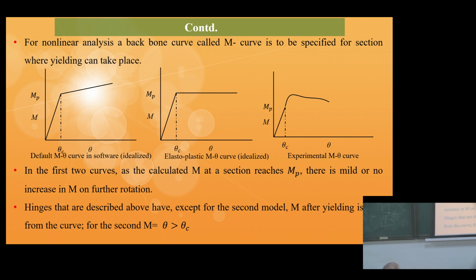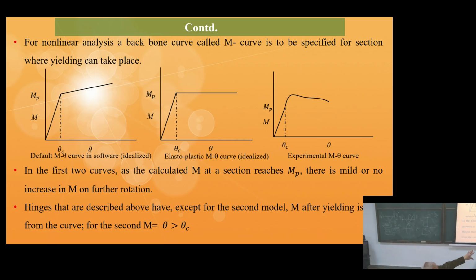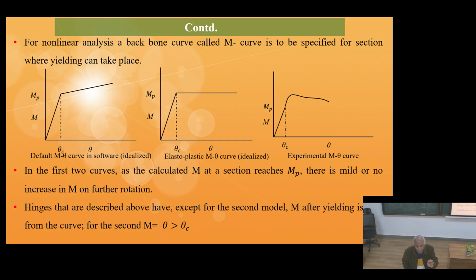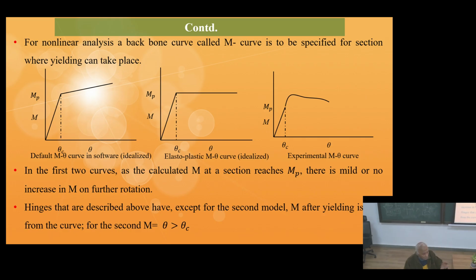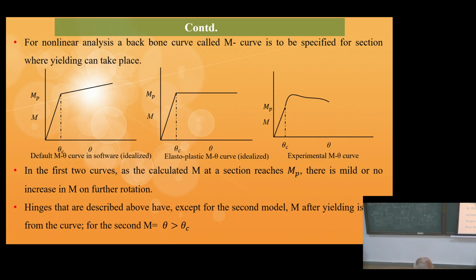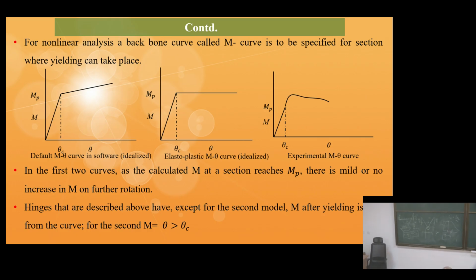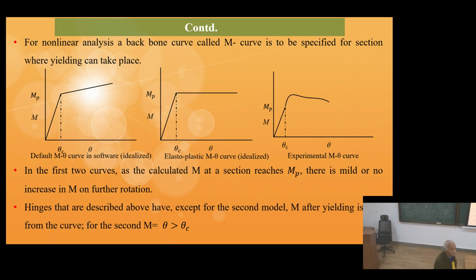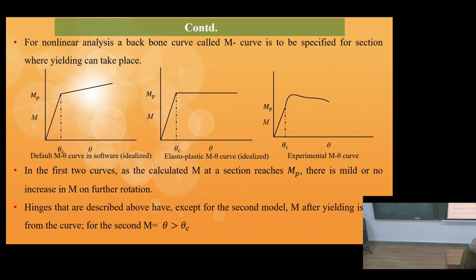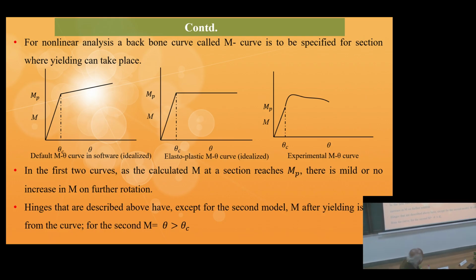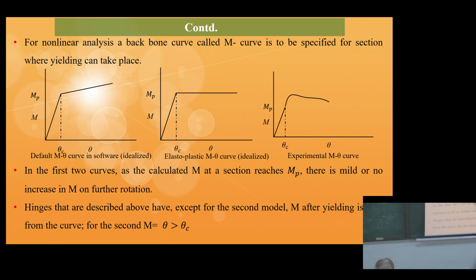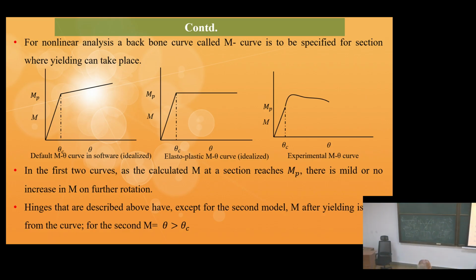Unless you are using software that has the third one, if you want to write a program of your own or make some analysis without having these curves, then you can use the elastoplastic model. The elastoplastic assumption is a very common assumption in inelastic analysis of structures. This is called the backbone curve. In the first two curves, once the calculated M at a section reaches MP, there is a mild or no increase in M for further rotation.